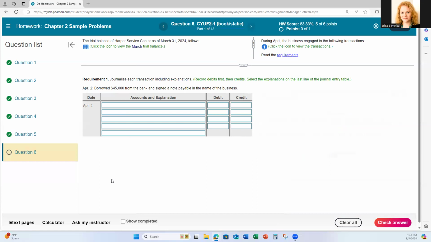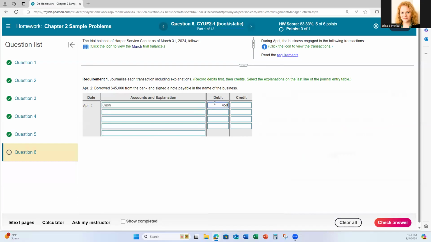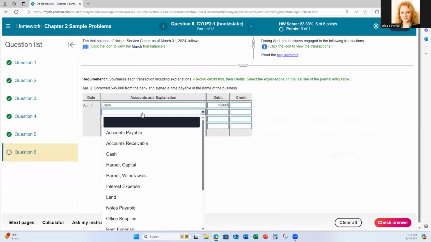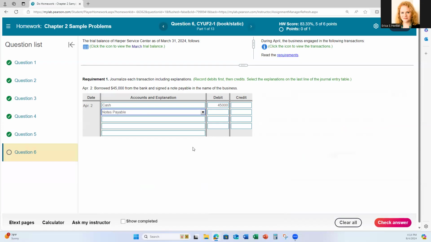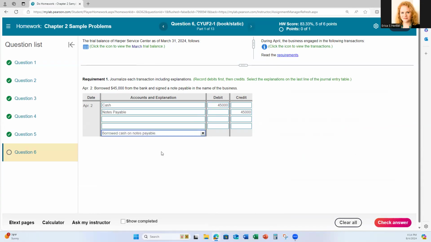I'm just going to read these and then do the journal entries as we go. All right, so we're borrowing $45,000 from the bank and signing a note payable in the name of the business. So we are going to receive cash that we are borrowing, debiting cash, and we are going to owe a note payable for the same amount, right? And then we are going to show that we borrowed cash on a note payable.